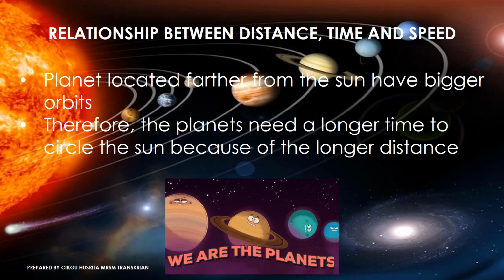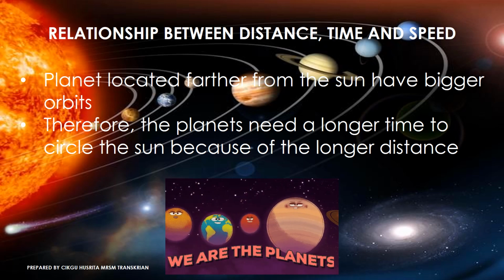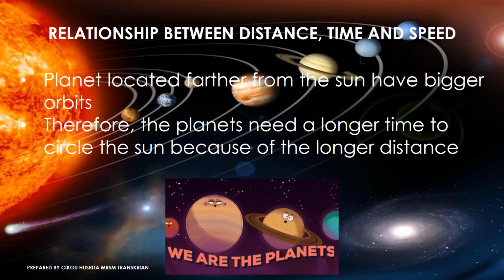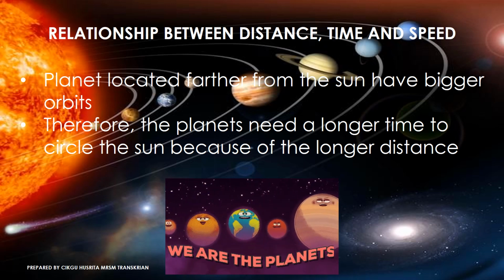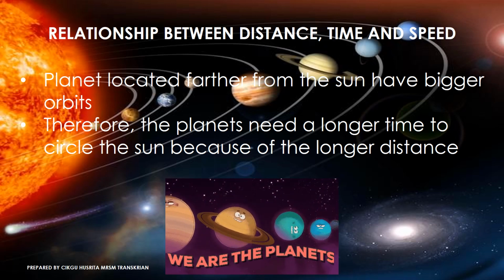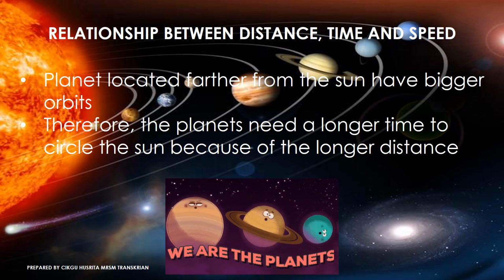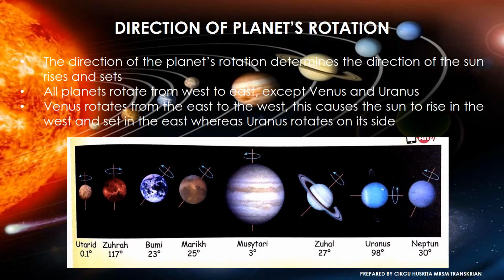Okay, now the relationship between distance, time and speed. Planets located further from the Sun have a bigger orbit. So therefore, the planet needs a longer time to circle the Sun because of the longer distance. Okay. Right, direction of the planet rotation.